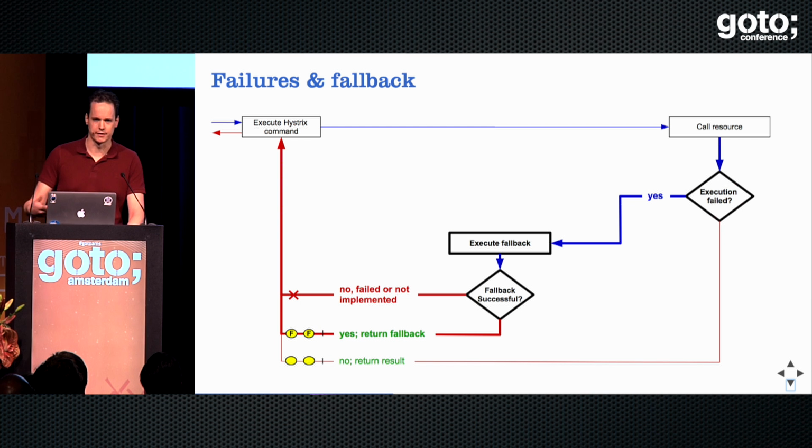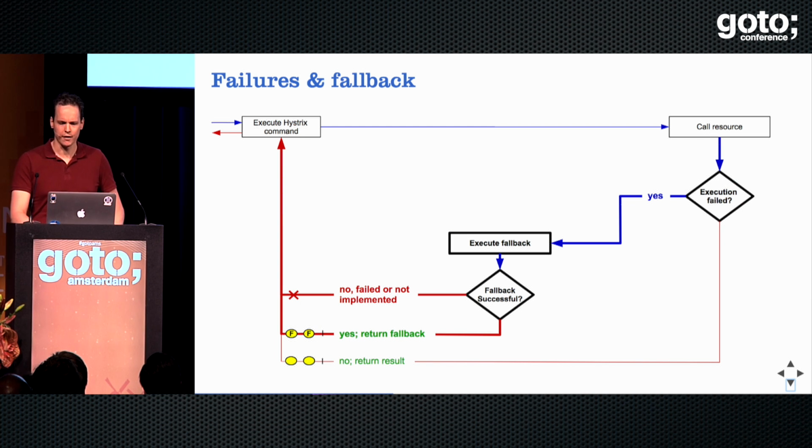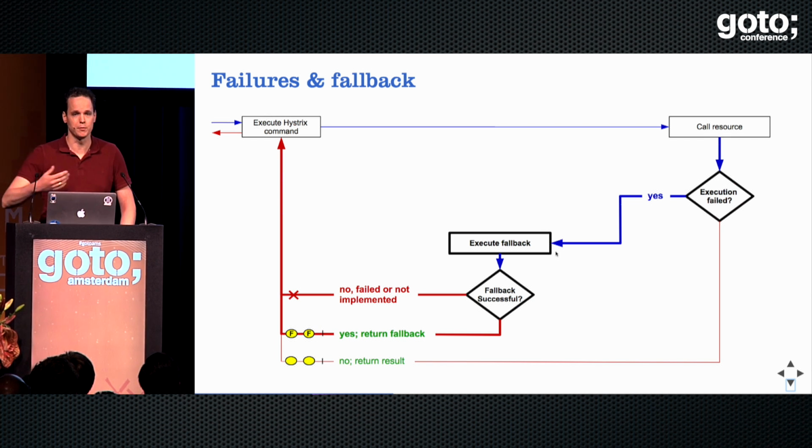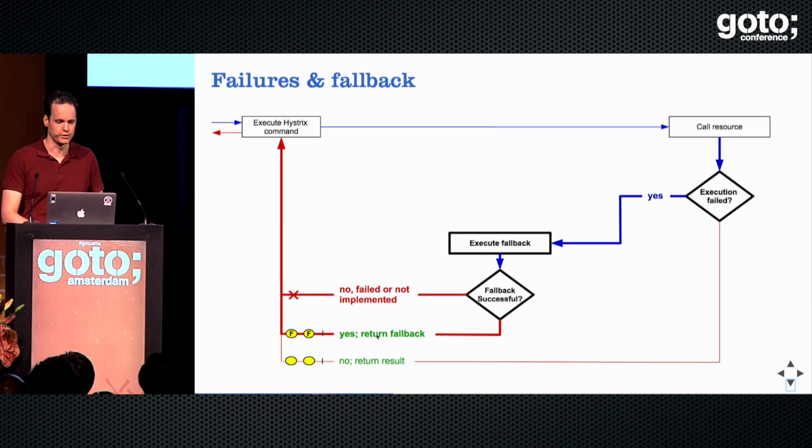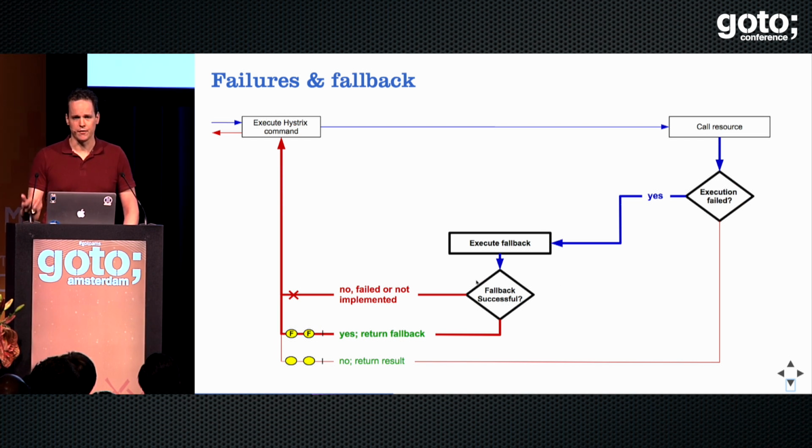So, where does it happen in this scheme? So we have this call to the resource, and when it fails, which can be an exception, we go to the fallback. So the fallback, if it's implemented, and it doesn't fail itself, then we return the fallback, very simple. If the fallback itself throws an exception, or you don't have a fallback, then we will return the exception as normal.